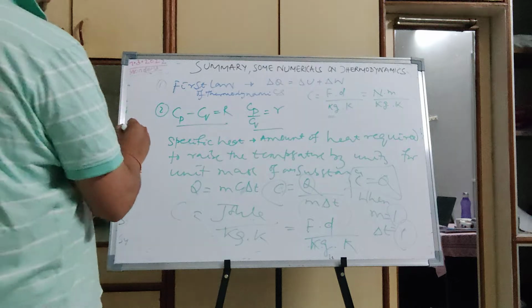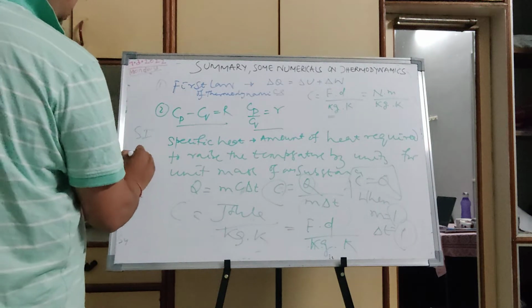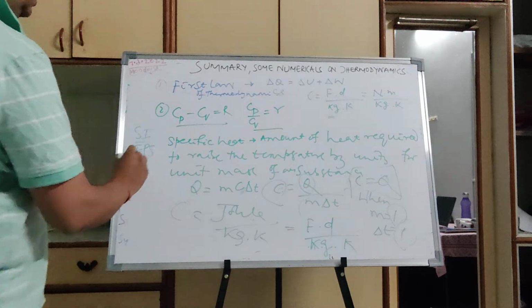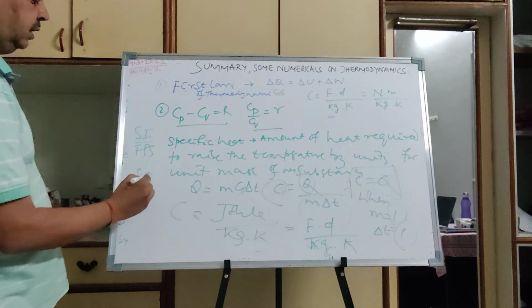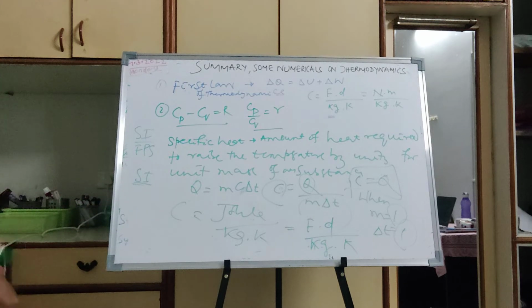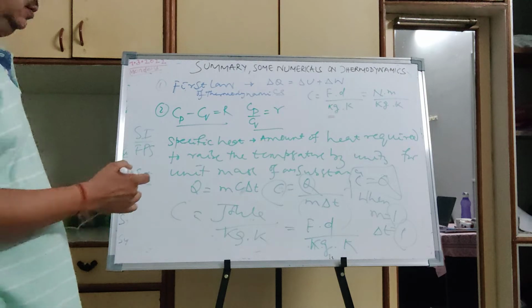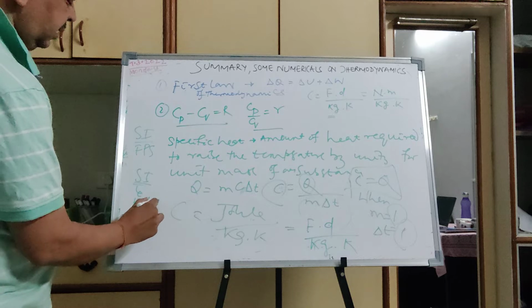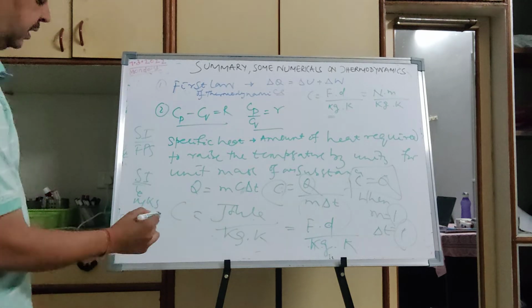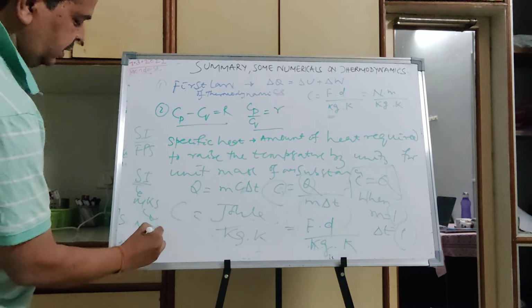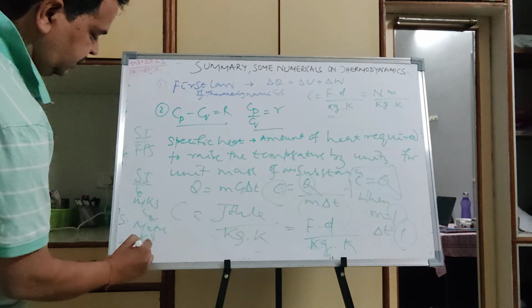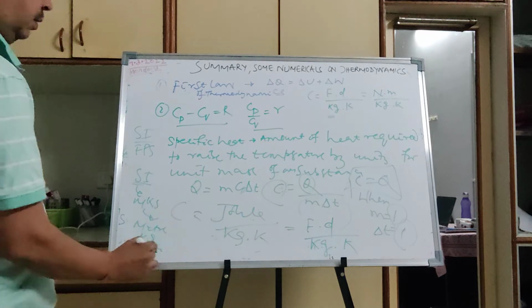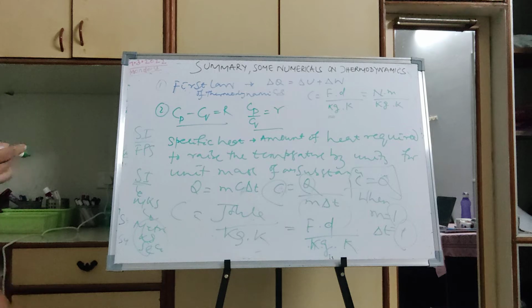Like you know, there are two things. One is SI and one is FPS. So in SI, what are the fundamental units in the international system of units? SI is nothing but the international system of units. SI is otherwise MKS. M stands for meter, K stands for kg, S stands for second. So you have to bring it to those fundamental things.